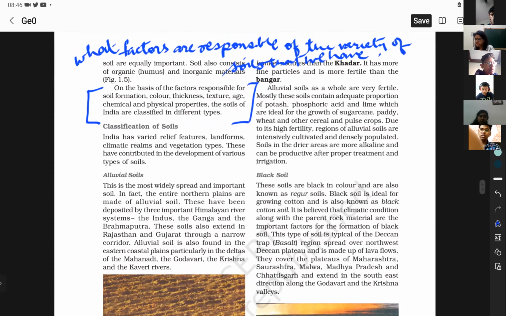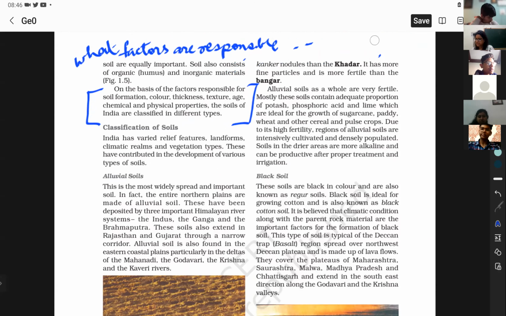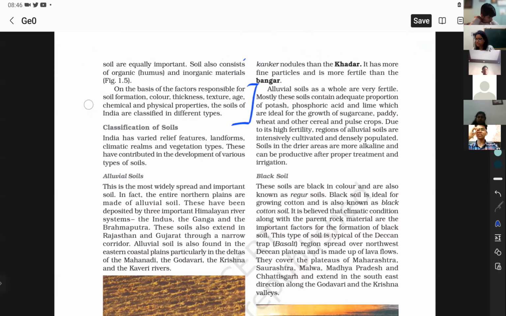Let's go. I hope all have written this question. Yes, ma'am. Can you please repeat this question? I wrote it on the screen, no? I have erased it. Can anyone repeat this question? Those who have written? What factors are responsible for soil formation? Mention the factors that are responsible for soil formation. Okay? Okay, ma'am.